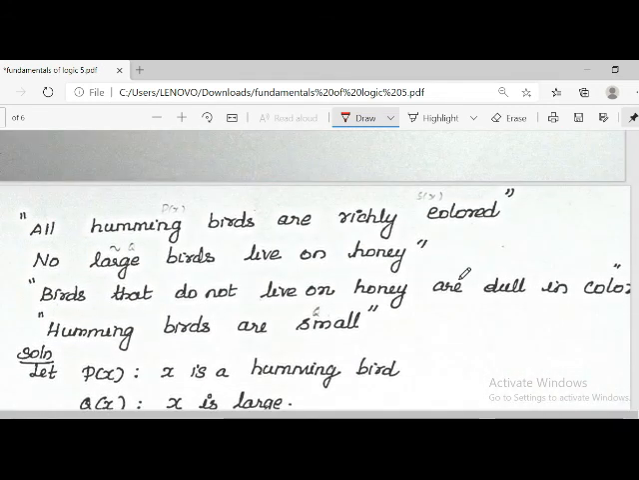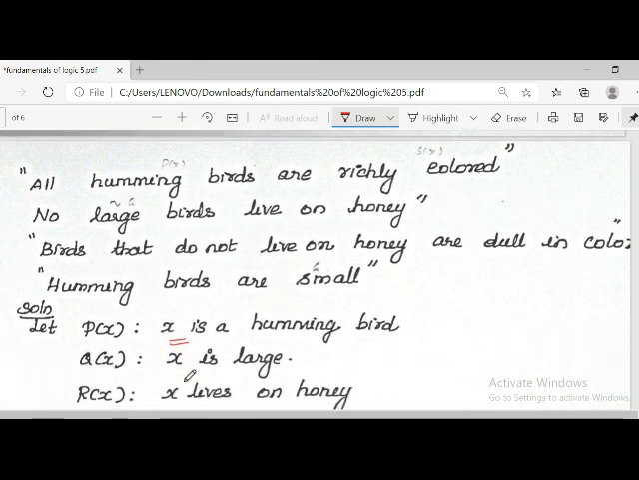Now the next one is: all hummingbirds are richly colored. No large birds live on honey. Birds that do not live on honey are dull in color. Hummingbirds are small. So now P of x is a hummingbird. Let us take first P of x. P of x means we can take all the creatures as x. So P of x, x is a hummingbird. Q of x, x is large.